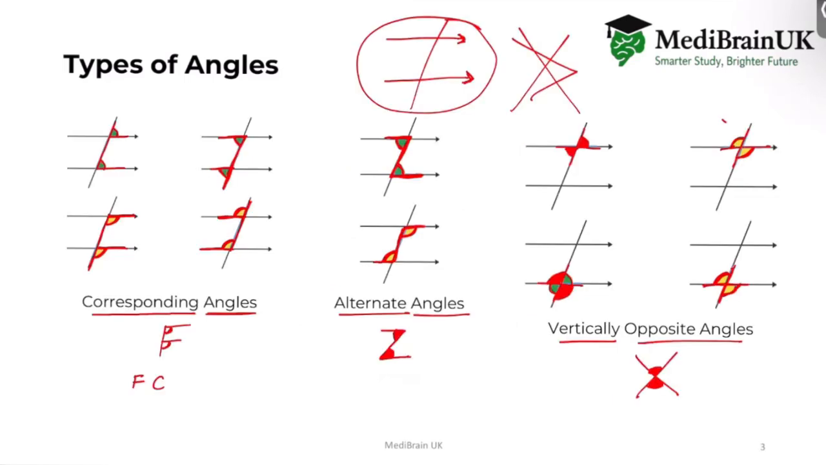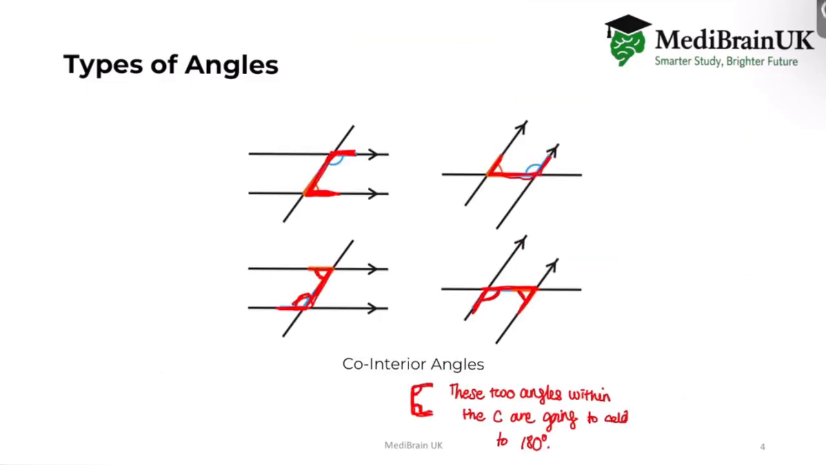These three over here are going to be equal. When you have corresponding angles, F-shaped, the angles within the F are going to be equal. Alternate angles, you have a Z-shape, and the angles within the Z are going to be equal. Vertically opposite angles literally are vertically opposite, they're going to be equal. When you have co-interior angles, you have C-shaped angles, and the angles which are within the C are going to add up to 180 degrees.